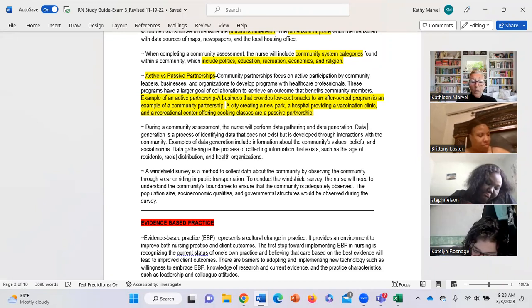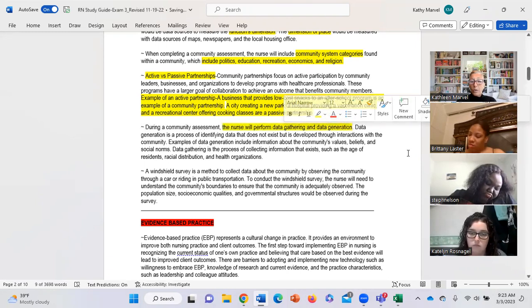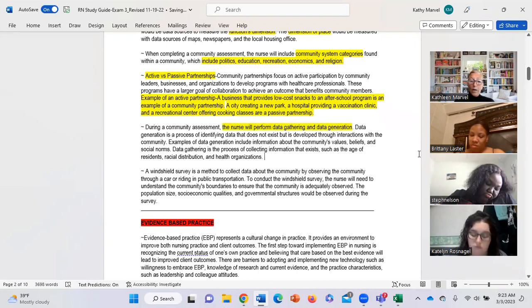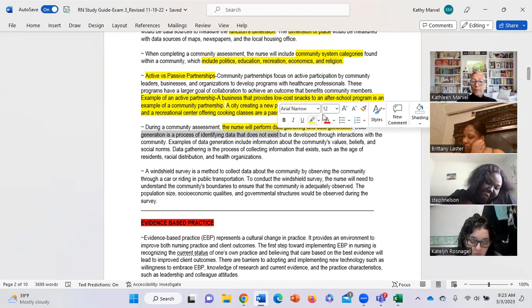Next one, during a community assessment, the nurse will perform data gathering and data generation. So there's two words. This paragraph is probably telling you what the difference between data gathering and data generation is, right? It's pretty simple. This is the way I remember it. If you have to generate the data, that means the data doesn't exist, right? You have to generate it.